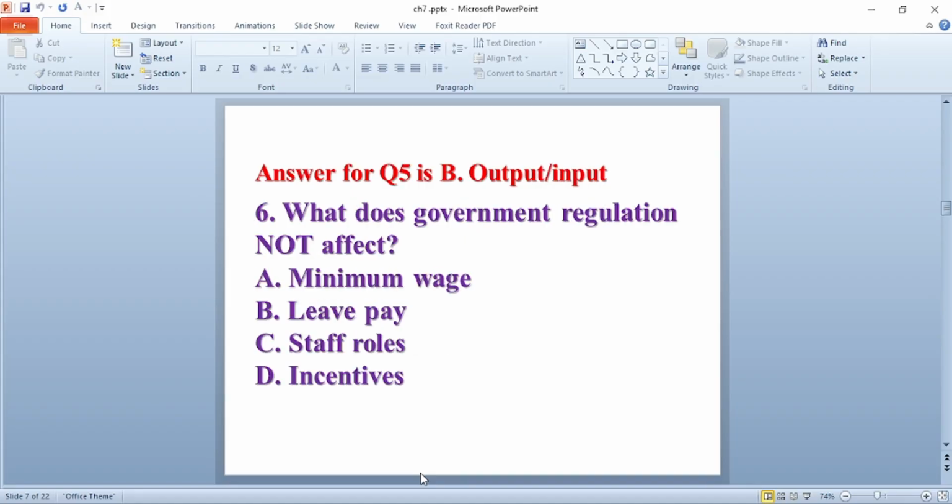Question number 6. What does government regulation not affect? A. Minimum wage. B. Leave pay. C. Staff roles. D. Incentives. The answer for this question is C. Staff roles.